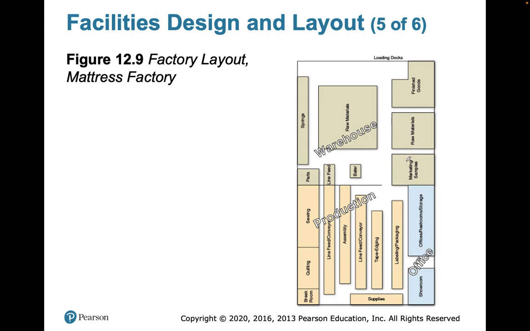Then we have a factory layout for a mattress factory. This is an example. See how well laid out it is. These are the offices, this is the production, this is the warehouse. It should be well planned so that there is space for everything and the workflow is easy, very convenient and accessible. At the same time, it's safe and secure for all, both for the materials, the people, and all of the equipment and machinery.